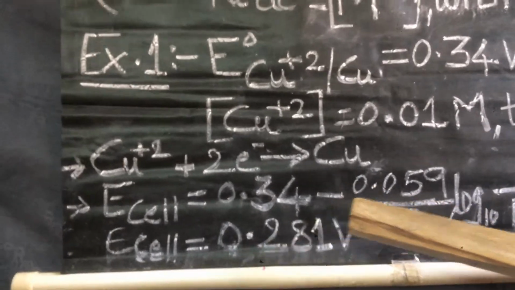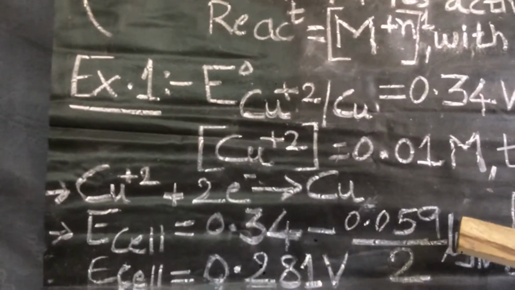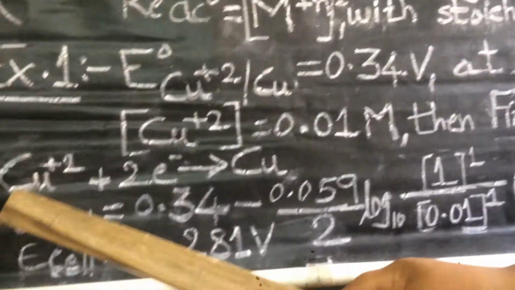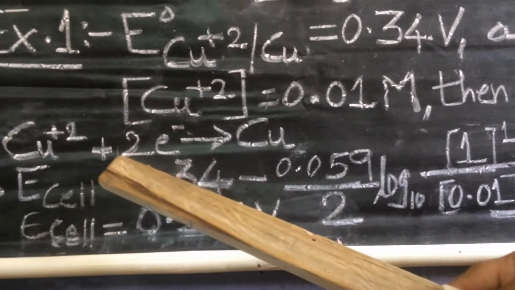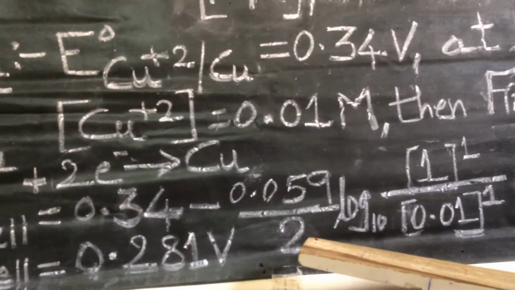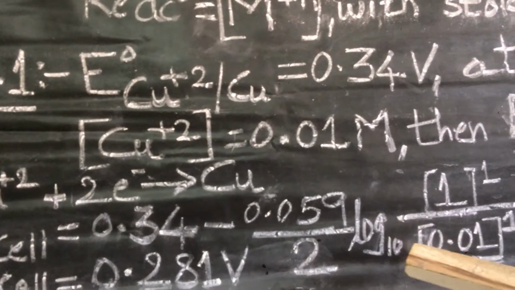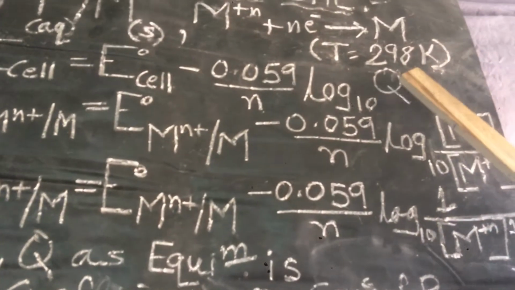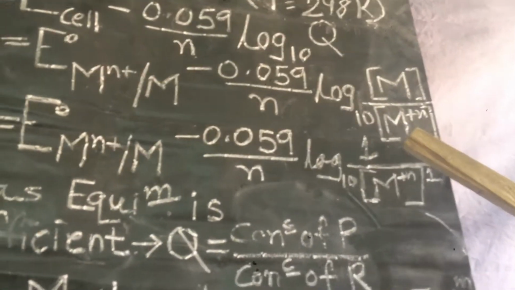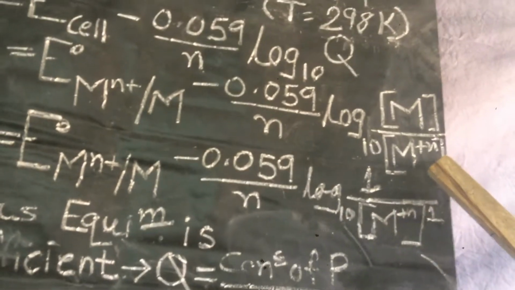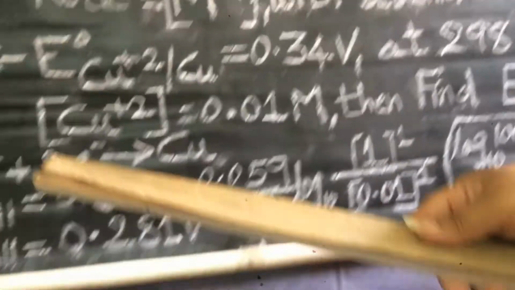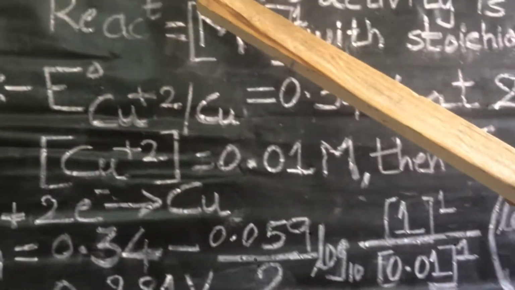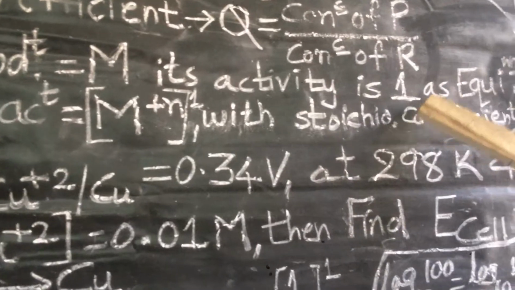0.34 minus 0.059 upon, see here, n. Now look at this reaction. How many electrons are transferred? 2. So n stands here for 2 electrons, log to the base 10. Now please pay attention. Log Q. Q means M by M plus n. So here, what is this M? Looking at this product copper metal, as I have made it metal, its activity is 1 at equilibrium.